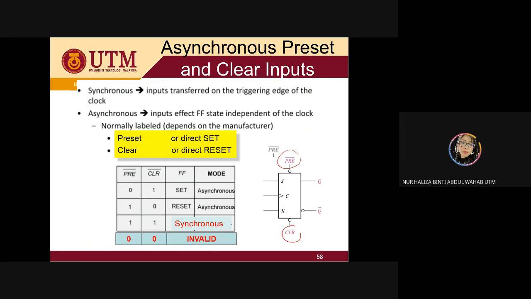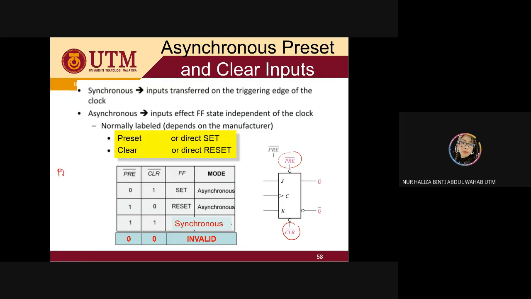Just now, when you have a normal flip-flop without this pre and clear, you need to consider the clock first, isn't it? Then if the clock triggers, you look into the J and K. But when you have pre and clear, you need to check this pre first. This is the first thing that you need to check. For pre and clear, you can see this is the table.